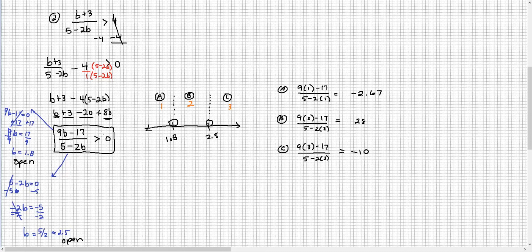And now the test that we have to run is whether these numbers are greater than 0. So is this one greater than 0? False. Is this one greater than 0? True. Is this one greater than 0? False. So the only one that's true is region B.